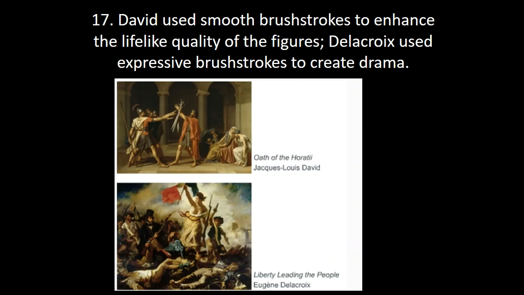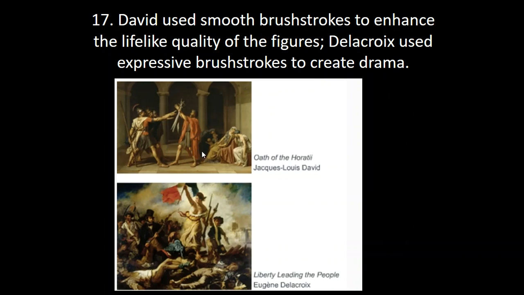Question 17. Which statement best describes a difference between the romantic artist Delacroix's Liberty Leading the People and the neoclassical artist David's Oath of the Horatii? So what we're looking for here are differences, right? And we can see right away that there's a difference in the style, right? This was our neoclassical, and this is our romantic. So we have a difference in the way that subject matter is presented.